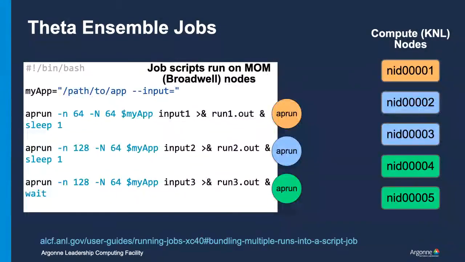Notice that it's very important to sleep between consecutive apprun commands to avoid overwhelming Theta's application placement system. And you want to issue a wait command at the very end so that your job script blocks on the completion of all of these application runs. This type of ensemble job script is documented in our user guides at the link below.